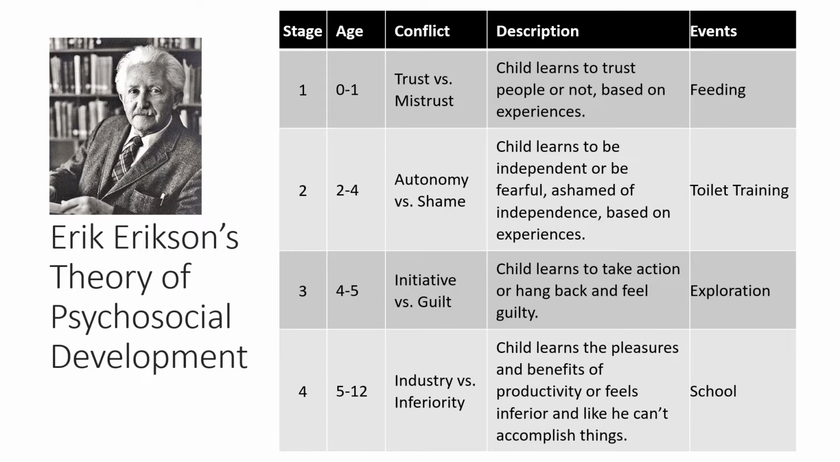Stage 4 occurs between the ages of 5 to 12, and it's called industry versus inferiority. Some of your students may be in the tail end of this stage. This is when the child learns to go to school, learns to be productive, and they learn the pleasures and benefits of productivity, so that feeling you get when you do something well.